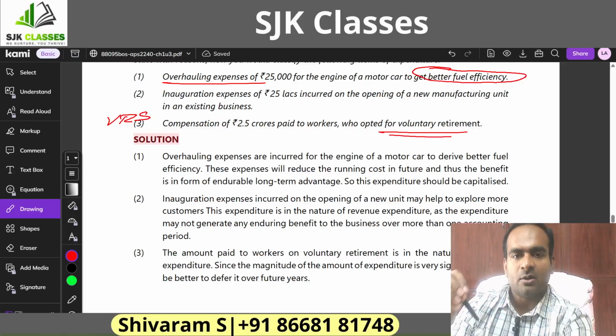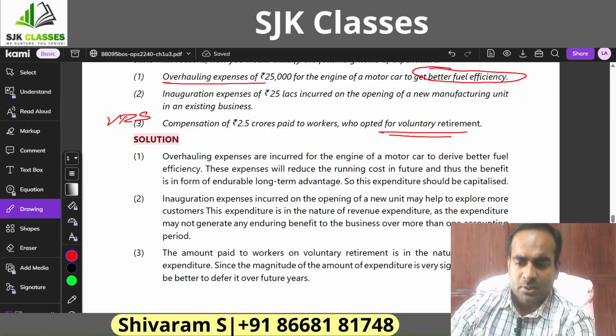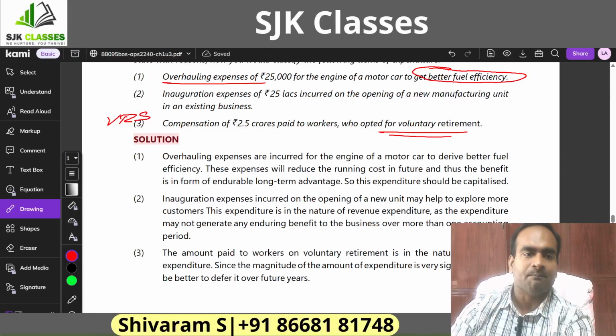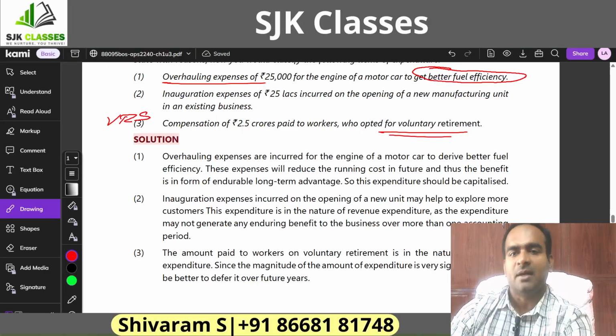This 2.5 crores paid to the workers for VRS is a revenue expenditure only, because when the employees leave the firm, I'll be settling them. That's it, over. They're going out, I'm paying them, it's completed, done. So this will be taken as a revenue expenditure. There's no scope for capitalizing it.